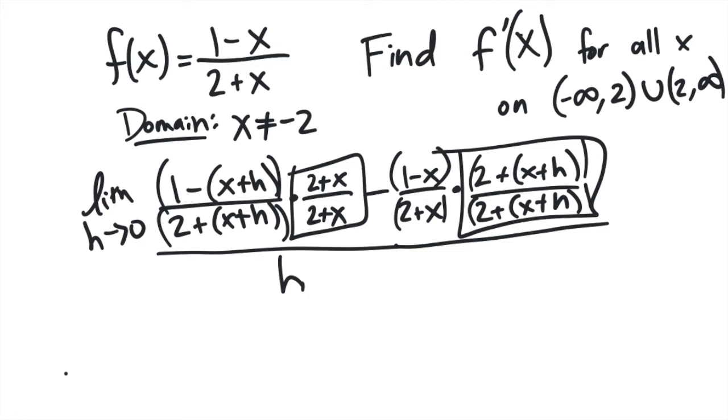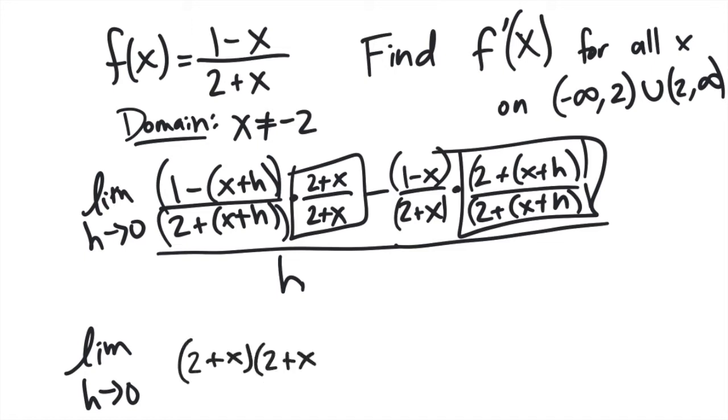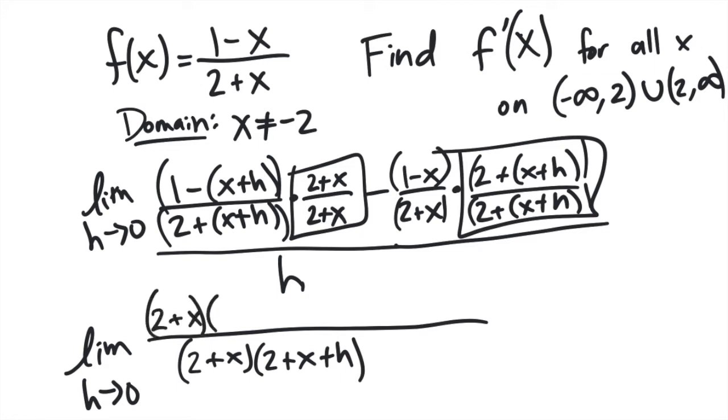So now this looks like the limit as h goes to 0 of, let's see, on the bottom of the fractions that are on the top of the big fraction, we're going to have 2 plus x times 2 plus x plus h for both of those. And on the top, you're going to get 2 plus x times 1 minus x minus h. Notice I distributed this negative there. And then minus, it's going to look like 1 minus x times 2 plus x plus h.